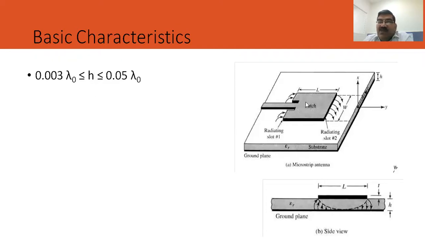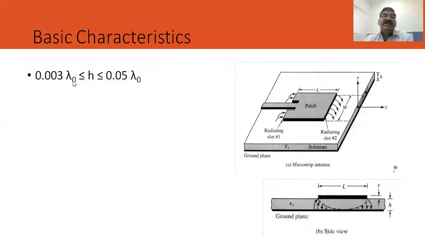Now height. This is the top view and this is the side view of the antenna. So this h is the height. Again, it is lambda dependent. Everything is lambda. Lambda 0 is the free space wavelength. If your wave is radiating in free space, that is called the free space wavelength.